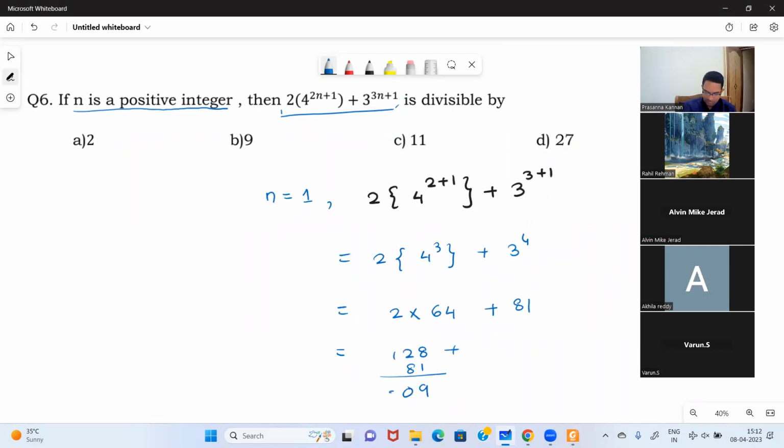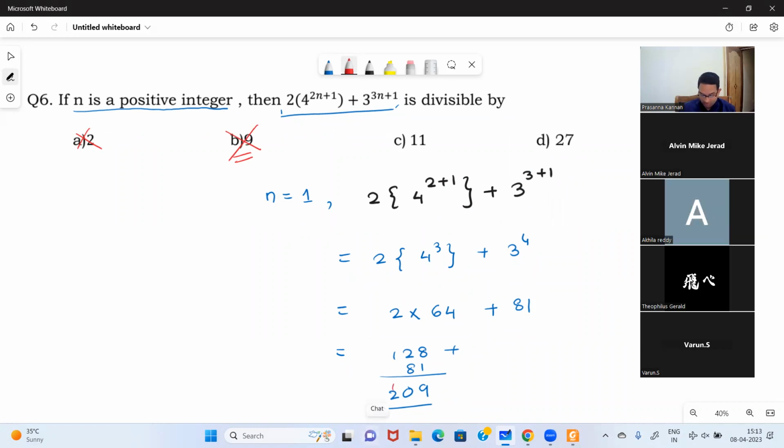So what is it? 209. Is it divisible by 2? No, sir. It's an odd number. Is it divisible by 9? How do you check? Add the digits. If it's a multiple of 9, it will be divisible. 2 plus 9 is 11. Is it divisible by 9? No. Is it divisible by 11? Yes, because 2 plus 9 is 11, 11 minus 0 is 11 only. It's a multiple of 11. Or in other words, you can check it out.